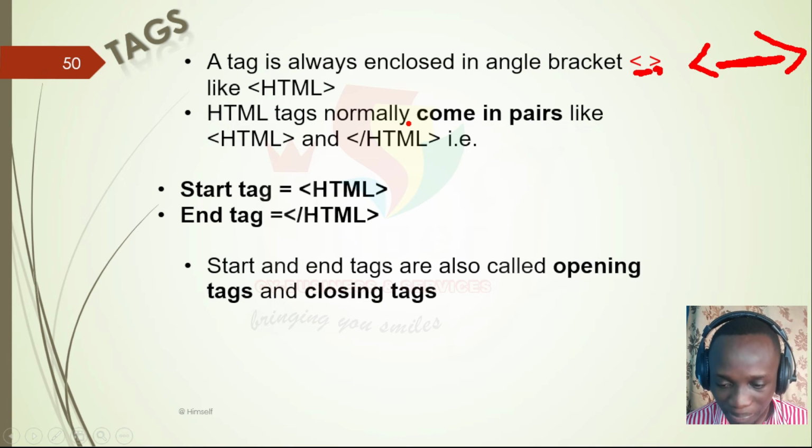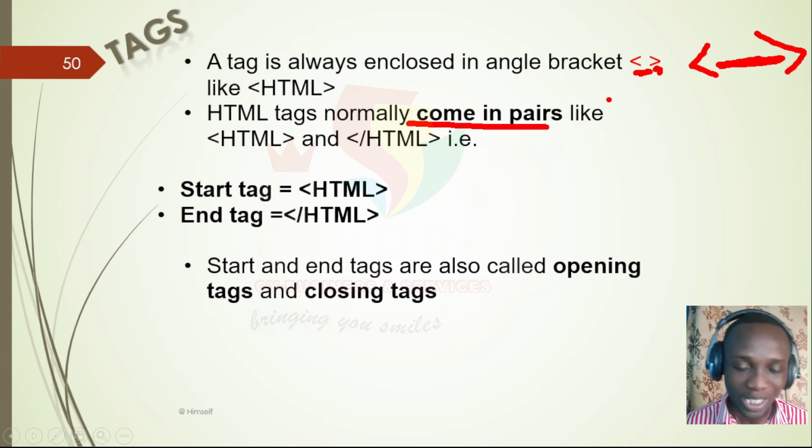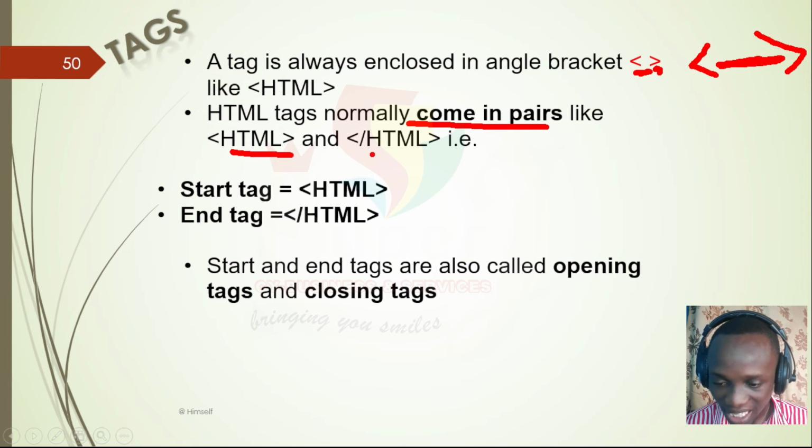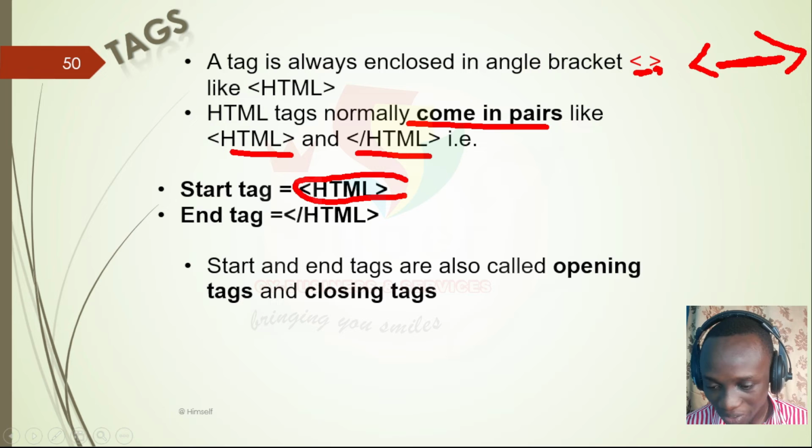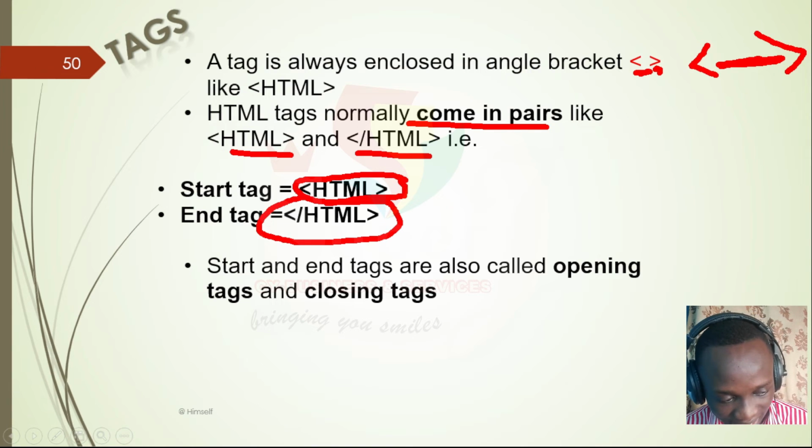They normally come in pairs, like I've already been telling you. We first have the opening tag, which has no slash, and the closing tag, which has a slash. The start one has no slash over here. You have already seen this because we have done our first code. And then the second one has a slash to show that it is a closing or an end tag. So these are what we call the opening tag and the closing tag.